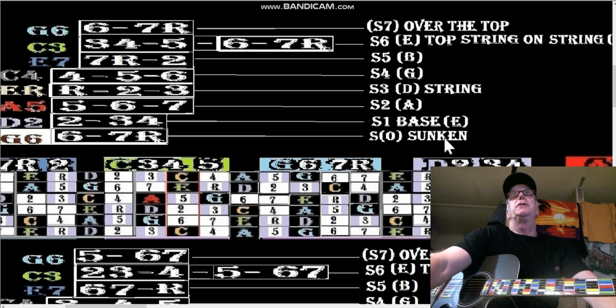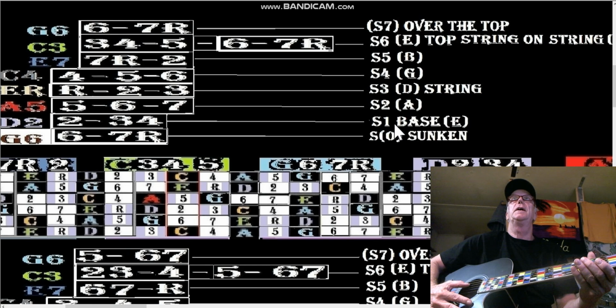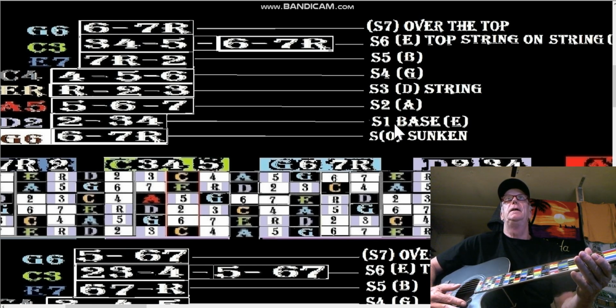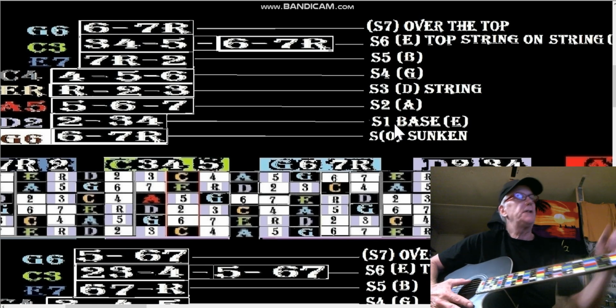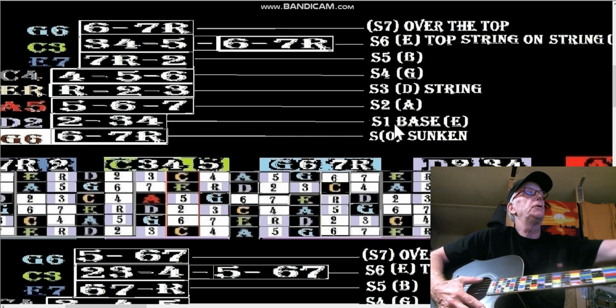So we've got the sunken string, we've got S1, the low E string, S2, the A string, S3, the D string, S4, the G string. Now, when I tune this, I'm down C tuned. So C is the bottom note, so it tunes like this.